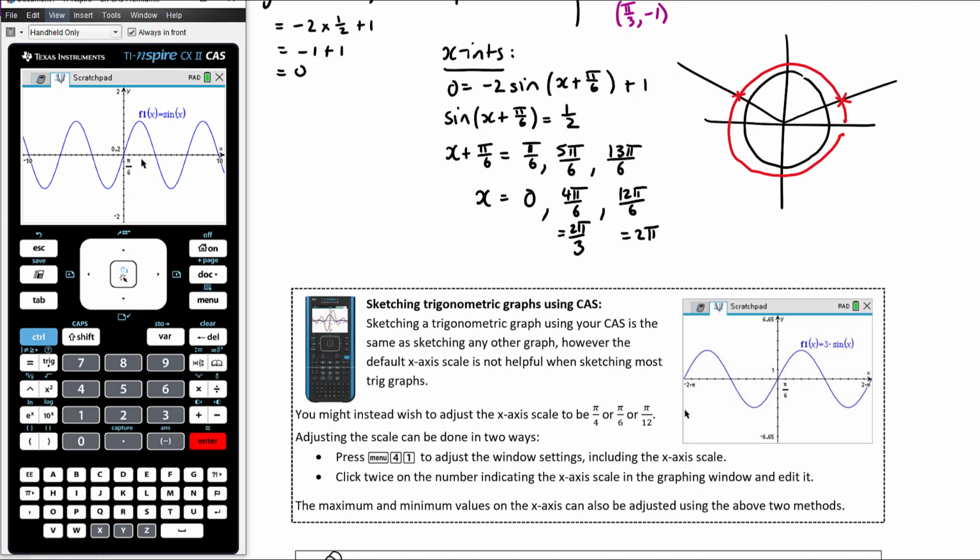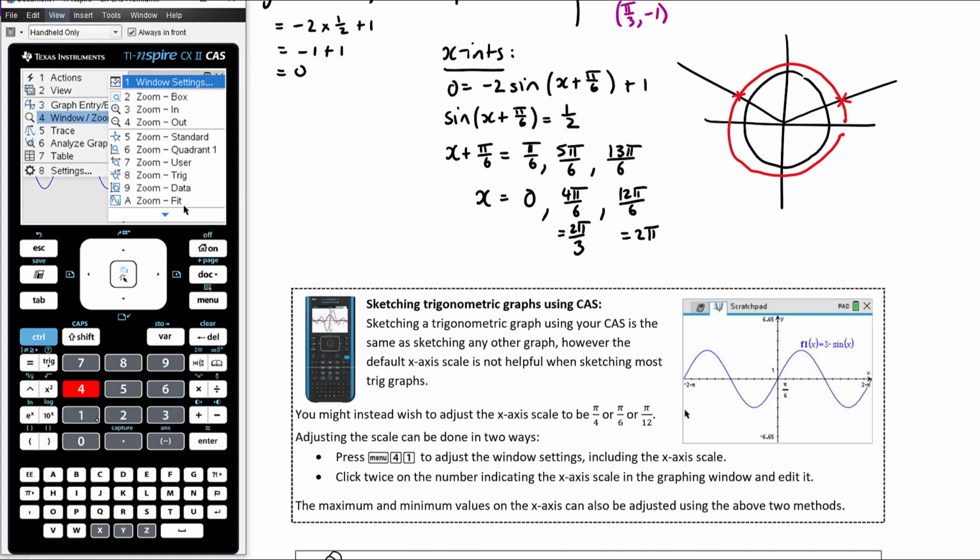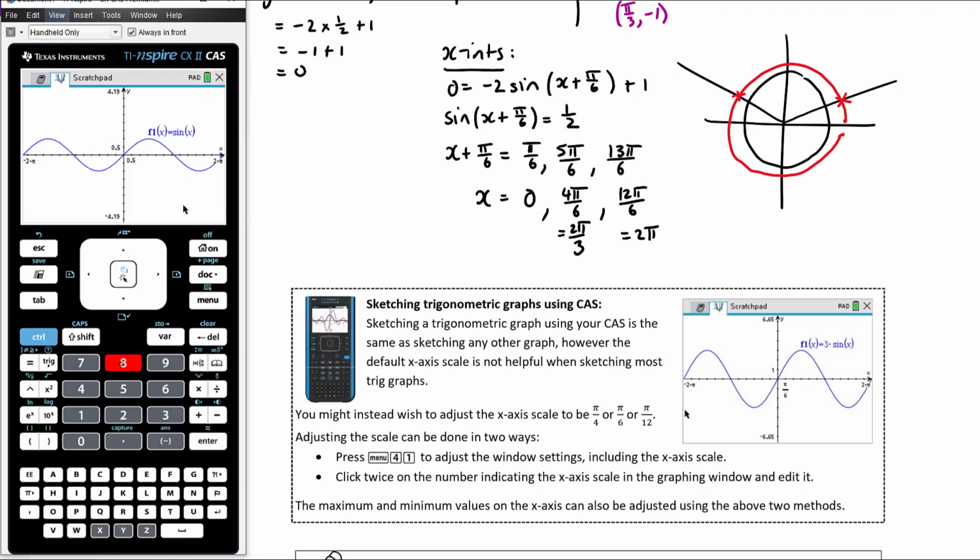There is a zoom trig button. I'm not sure whether it will do what I want it to do now that I've already changed the scale, but if you use menu 4.8, I don't often recommend the zooms. Zoom trig used to be helpful because it used to rescale the axis in terms of pi, but it now doesn't. It makes the ends 2 pi and negative 2 pi, but it doesn't actually give you a sensible scale. So I would suggest that you just adjust manually as usual.